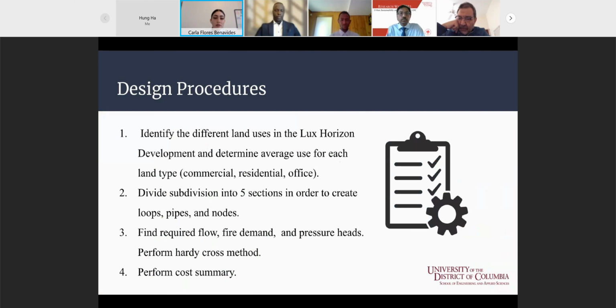The next step was to divide the subdivision into five sections in order to create loops, pipes, and nodes. Basically, I labeled every intersection in order by letter. The third step was to find required flow, fire demand, and pressure heads, and finally to do the Hardy Cross method. And after all the calculations were performed, I basically did a cost summary. Next slide.